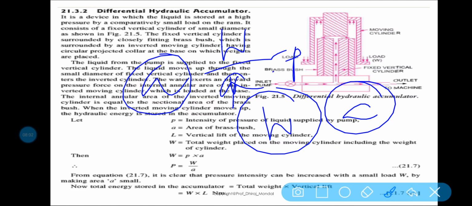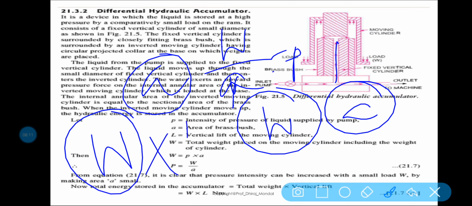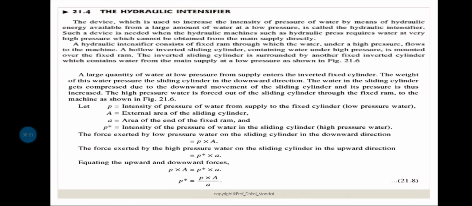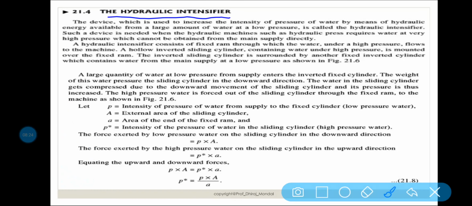Now the total energy stored in the accumulator, how much total energy will be stored? The weight is W, into vertical lift, and the lift is L. So W into L is the total energy stored. Okay, this is what was explained here. Next, see the hydraulic intensifier, very very important. I hope it is clear. Differential hydraulic accumulator: W into L is the total energy stored in the accumulator, and pressure is W by A, weight by area.